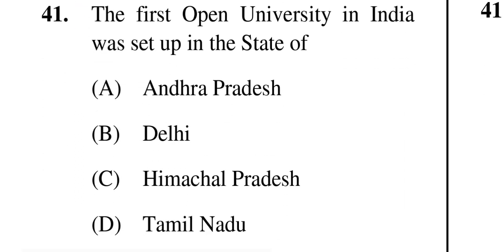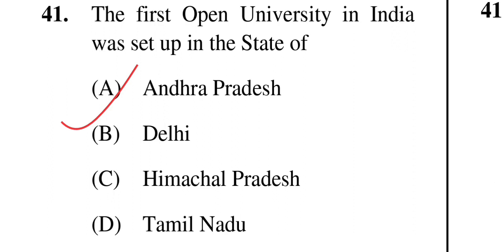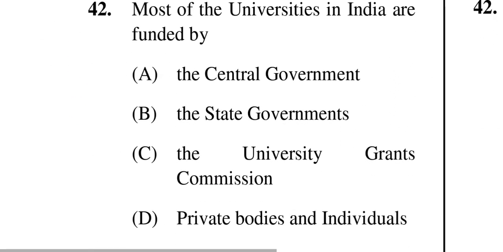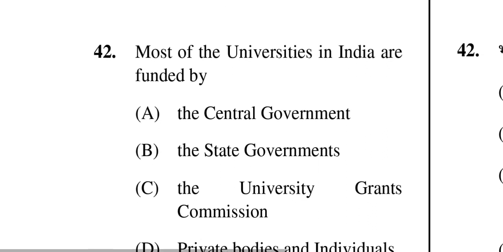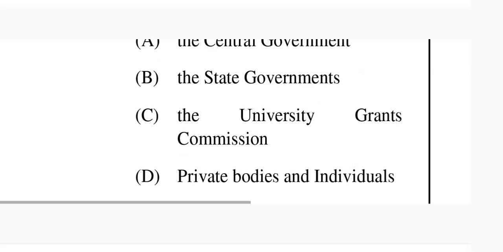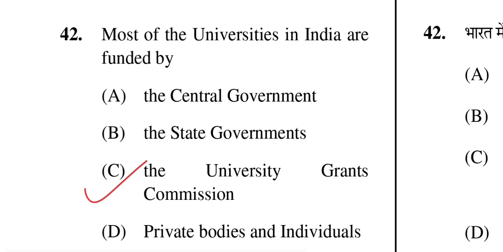Okay, 41. The first open university in India was set up in the state of Andhra Pradesh, Delhi, Himachal Pradesh, Tamil Nadu. The correct answer is A, Andhra Pradesh. 42. Most of the universities in India are funded by what? The central government, the state government, the University Grants Commission, private bodies and individuals. The correct answer is C, the University Grants Commission. Students are also funded by UGC through various scholarships and fellowships.